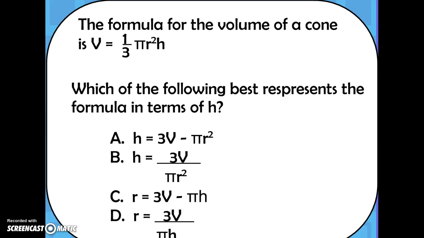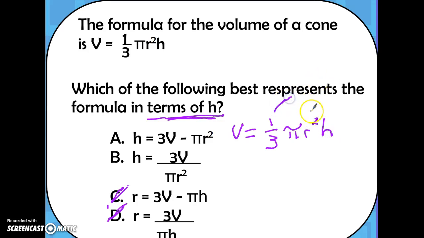I put another literal equation up where we have to solve in terms of H. So we need the H by itself. We notice that in C and D, we did not solve for H, it was for R, so that's the wrong variable. Now we can write our equation, V equals 1/3 pi R squared H, and we are going to solve for the H, which means that we get rid of 1/3 pi and R squared.